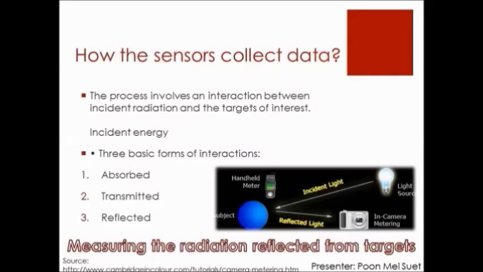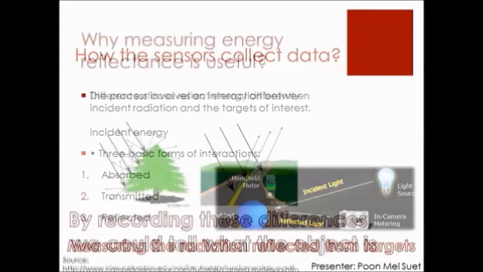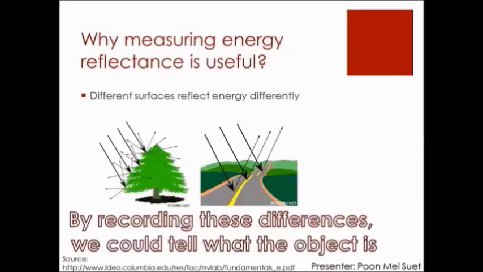After talking about the energy forms, we are going to explain the details of the process. First, the prerequisite of the collection is an illumination source, which emits energy. For example, indoors, we have the light bulb. The emitted energy from the light bulb strikes the object. Then the object reflects the energy. Finally, we record the reflectance of our targeted object. Different surfaces reflect energy differently, so by recording the differences, we could tell what the object is.